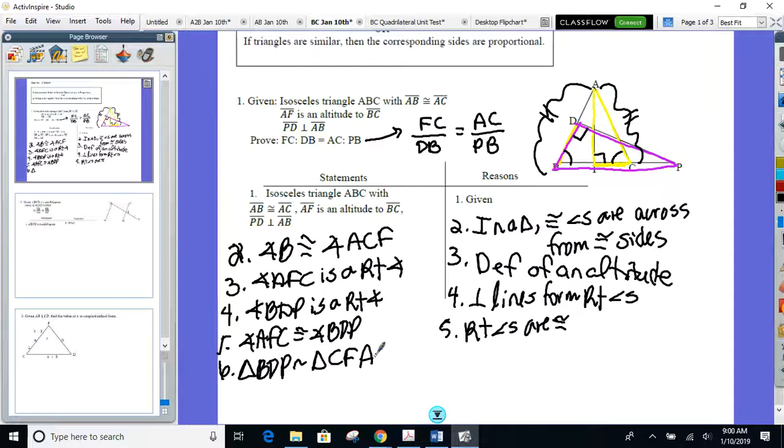CFA, yep. Everyone, self-respect, self-respect. Why am I saying that? Similar sign, not the congruent sign. Angle, angle. Let's take it one step further now. Now the triangles are similar. Corresponding sides are in the same ratio.